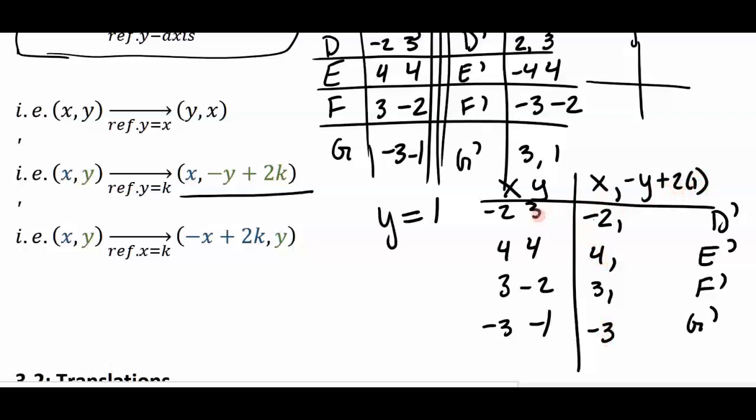1 or add 2. So 3 changed is -3 plus 2 is -1. 4 changed is -4 plus 2 is -2. -2 changed is +2 plus 2 is 4. -1 changed is 1 plus 2 is 3. And that's how we can apply our rule to find the coordinates of an image.